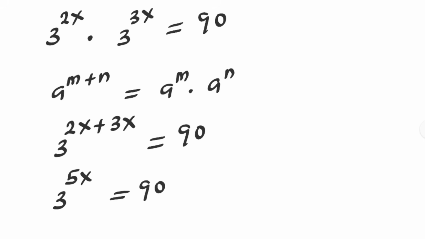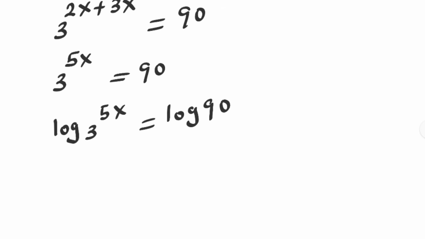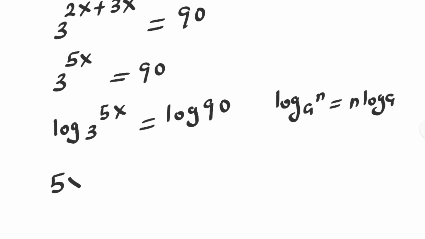Let us take the log on both sides of this equation. Log 3 raised to power 5x is equal to log 90. If you have log a raised to power n, this is equal to n log a. Then this can be written as 5x log 3 is equal to log 90.